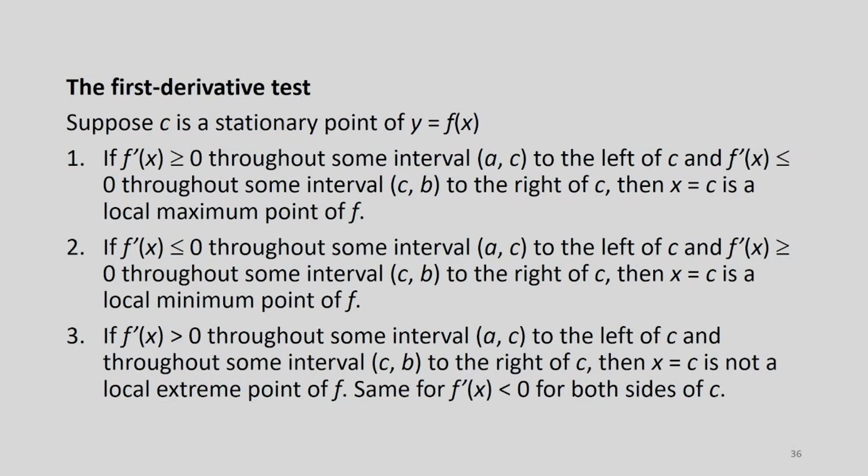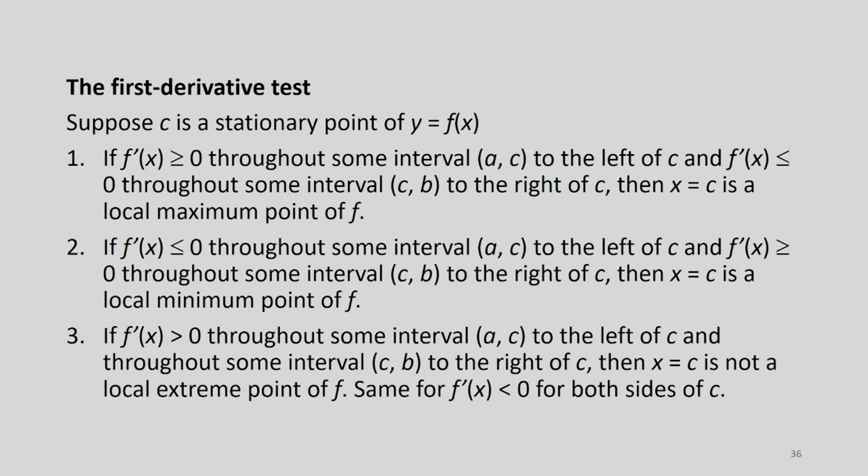So, here it is given on your slide, and we have talked about it in the last lecture. So, I will go quickly through it. What we are saying is that suppose c is a stationary point of this function y is equal to f x, then if f dash of x is greater than or equal to 0 throughout some interval a to c to the left of c, and f dash of x is less than or equal to 0 throughout some interval c to b to the right of c, then x is equal to c is a local maximum point of f.